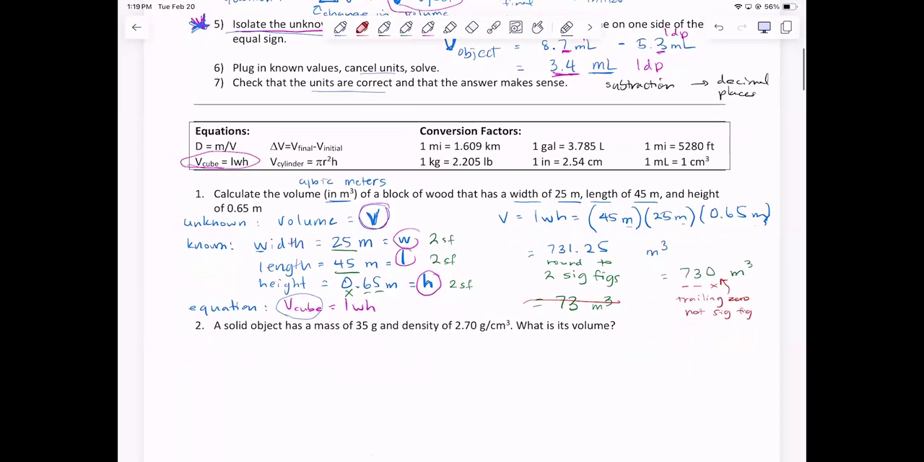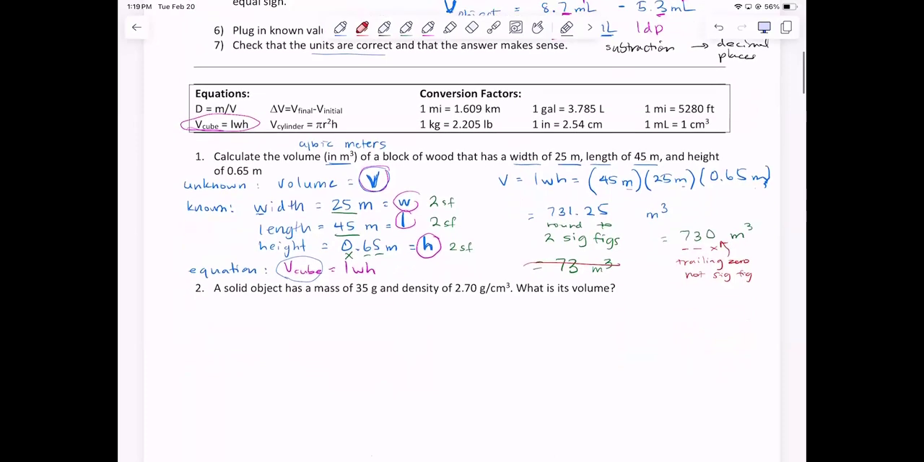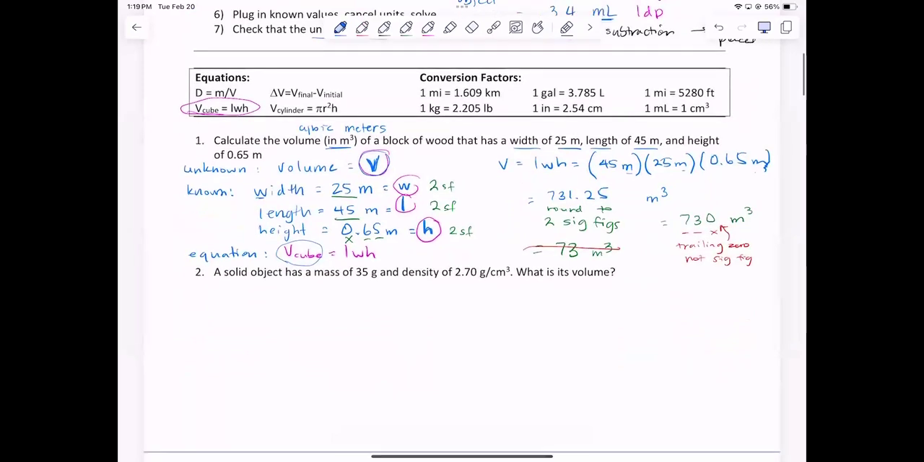And this should solve that. Now, number 2: a solid object has a mass of 35 grams. So this is a number with units. So that's known information. And let me write it like this. The mass is 35 grams. And we don't want the word mass, but we want the symbol for mass, which is a lowercase m.